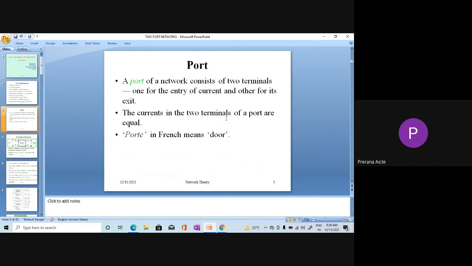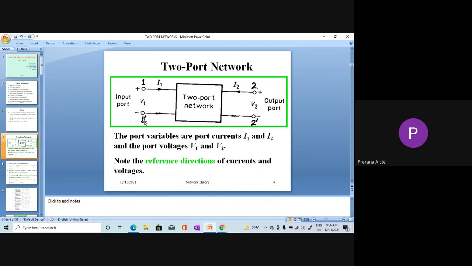The currents in the two terminals of a port are equal. Whatever current is entering the port, the same current is leaving the port. So the entering current and the leaving current are equal. The word port is derived from a French word. Try to understand what is meant by a port. Looking at our detailed syllabus, two-port networks means we have two ports here, one port for entry, the other port for exit.